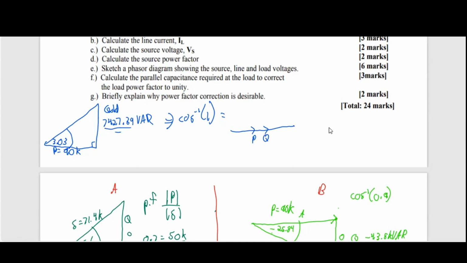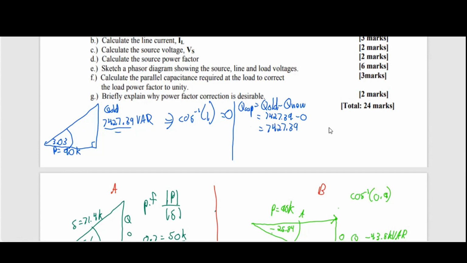As I said, same steps. So let's erase that because it is redundant and I need space. So you have Q capacitor, which is equal to Q old minus Q new. Obviously the Q new will be 0, right? Because the angle is 0. It's on the horizontal component. So that would be 7427.39 subtract 0, which would just be 7427.39.